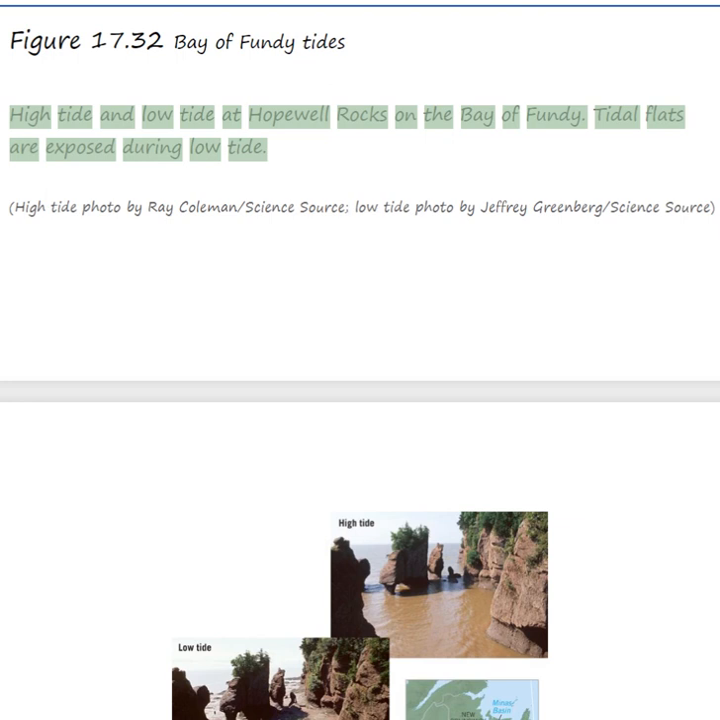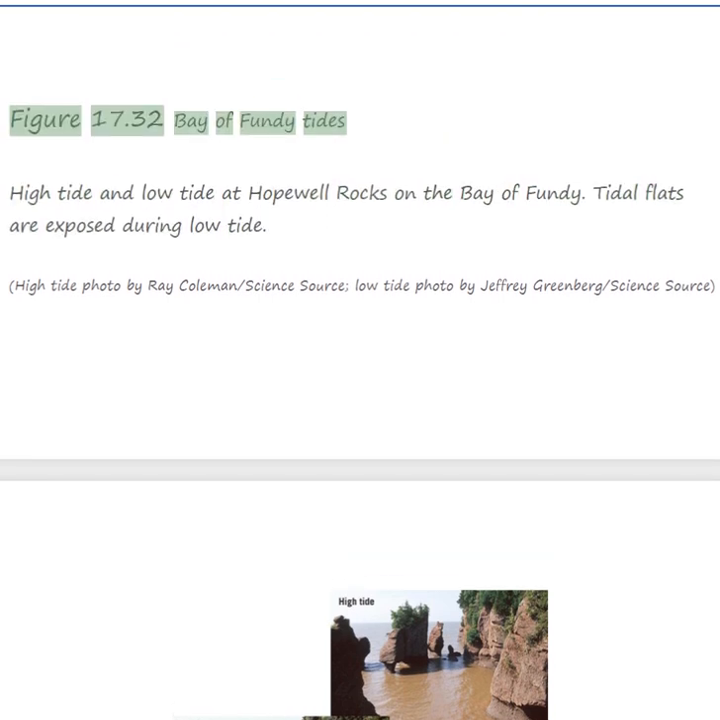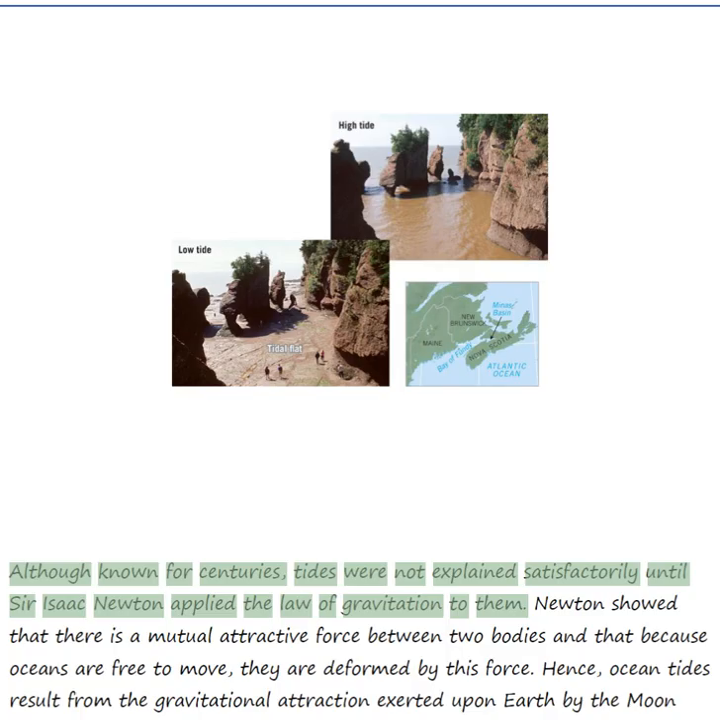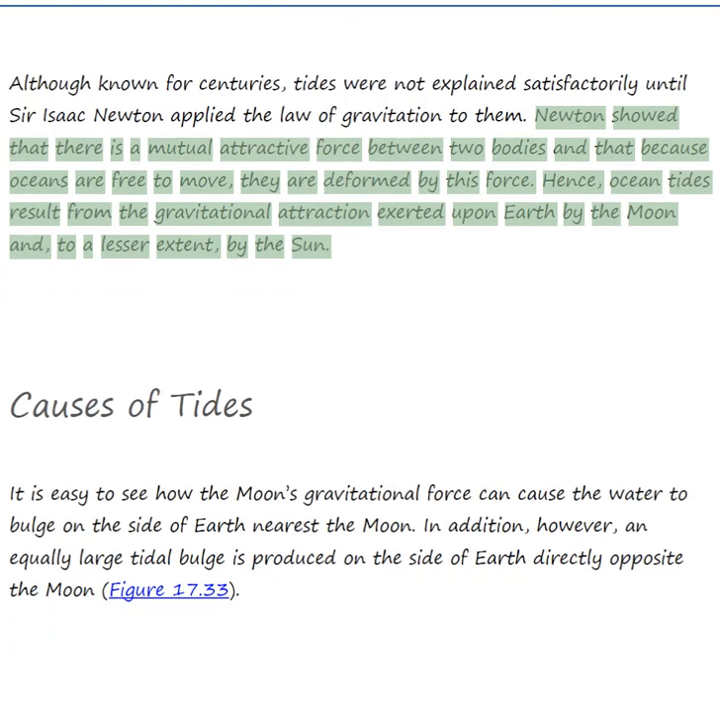High tide and low tide at Hopewell Rocks on the Bay of Fundy. Tidal flats are exposed during low tide. Figure 17.32 Bay of Fundy tides. Although known for centuries, tides were not explained satisfactorily until Sir Isaac Newton applied the law of gravitation to them. Newton showed that there is a mutual attractive force between 2 bodies and that because oceans are free to move, they are deformed by this force. Hence, ocean tides result from the gravitational attraction exerted upon Earth by the Moon and, to a lesser extent, by the Sun.